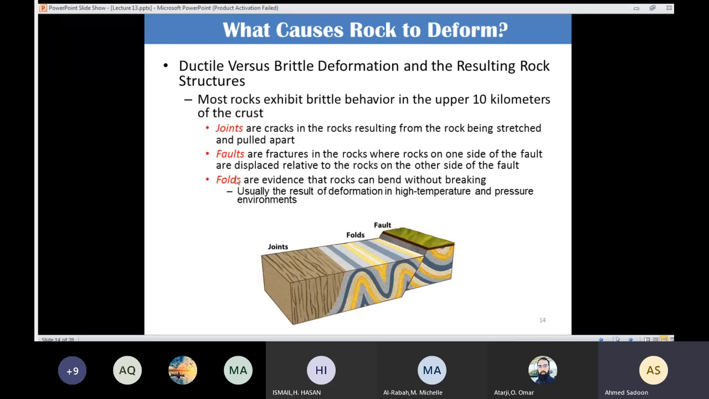Okay, I'm going to stop here. Next time, we are going to discuss the different types of deformation like joints, faults, and folds, and we are going to have more information about these types of deformation. Next time I'm going to pick up from here. Any other questions?